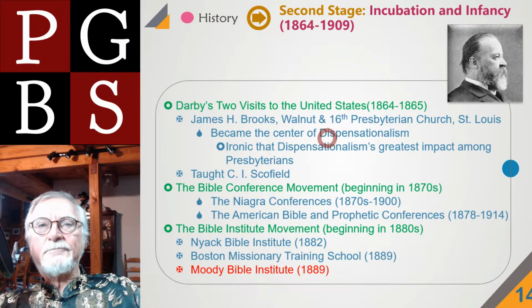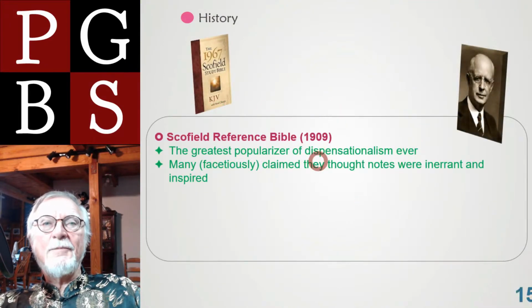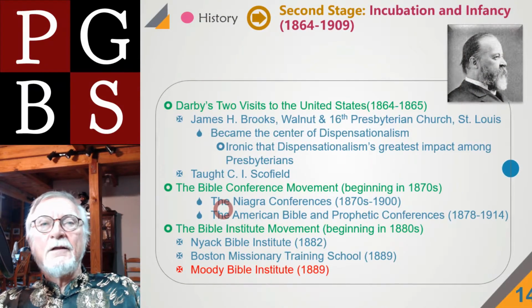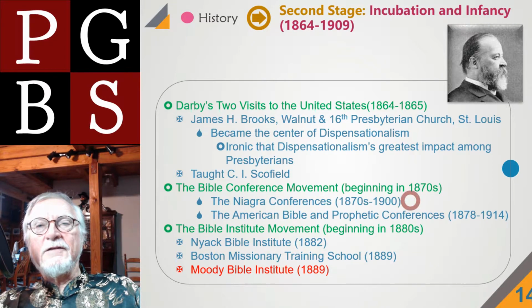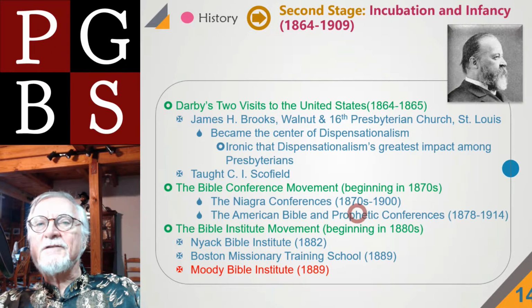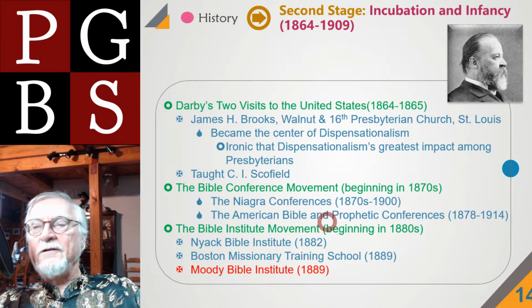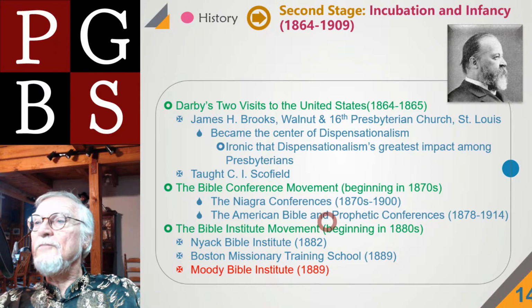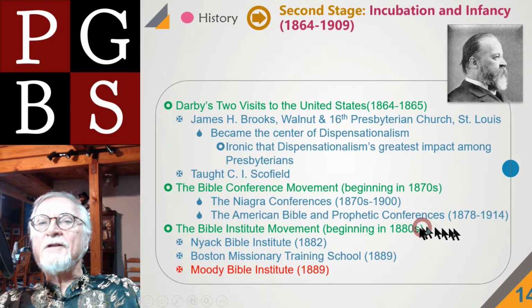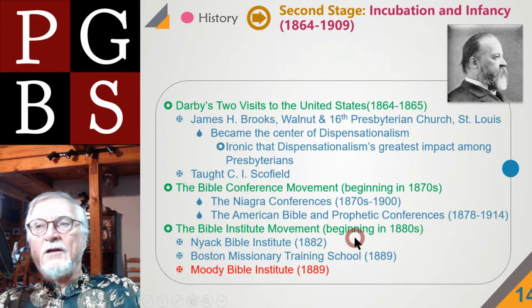But then conferences started. This is usually what happens. Let me back up here a minute. The Bible conference movement started in the 1870s as people started getting together to talk about all these new doctrines. They had the Niagara conferences, 1870s to 1900, and these are famous in American church history. The American Bible and prophetic conferences, you see how prophecy was closely intertwined with dispensationalism, that pre-trib, pre-mill stuff. Those conferences were held between 1878 and 1914. So post-Civil War, pre-World War I, American Christianity was very, very much influenced by dispensationalism.